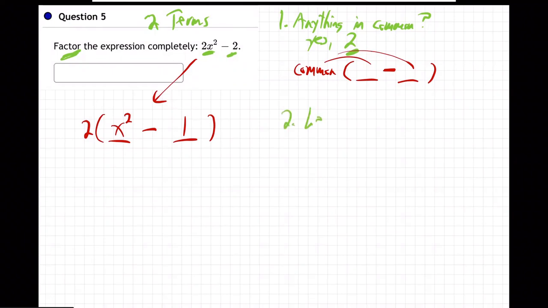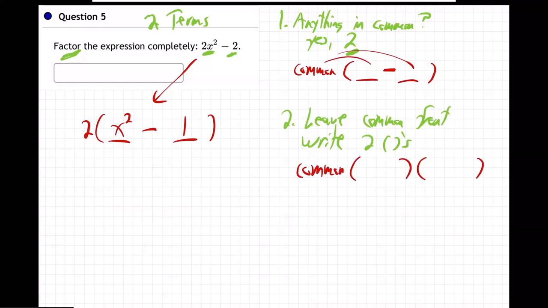Now you leave the common in the front and write 2 parentheses. So I'm going to leave the common sitting in the front and do the 2 parentheses. And that's all about multiply. Remember, that's how we handle 2 terms.